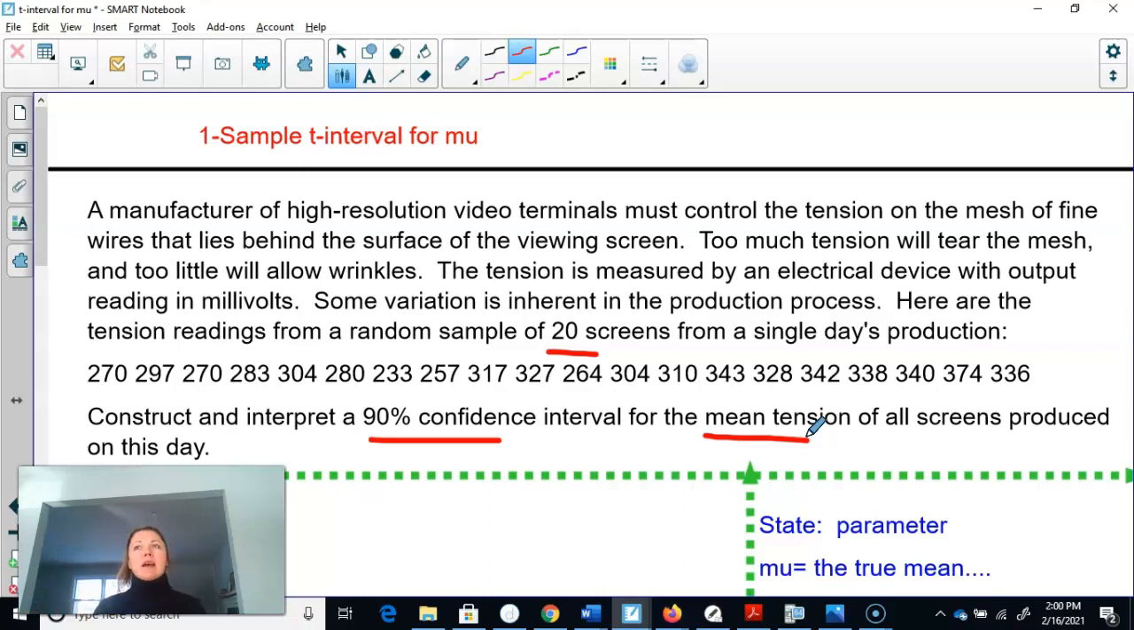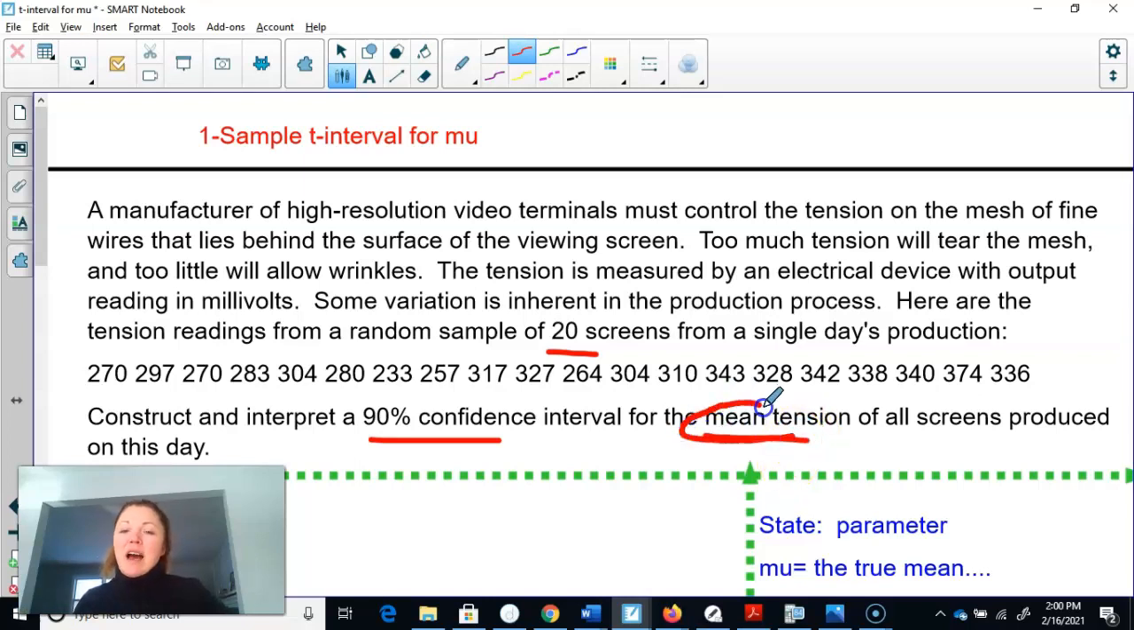A lot of times I'll get questions asking, how do I know if I'm dealing with a P or a mean? You're dealing with a P, a one sample Z interval for P, when you're dealing with proportions, categorical variables. They will usually always state mean.